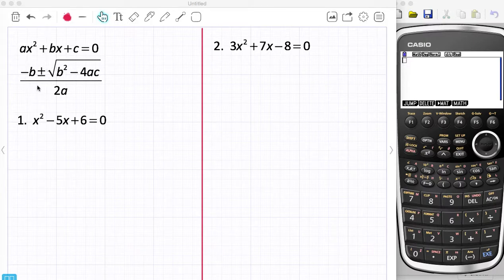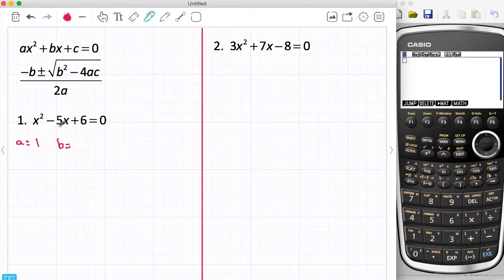So when I look at this quadratic equation, the first thing I need to think about is what is A, what is B, and what is C. So I'm going to use this example here. The number A is how many x squareds I've got. So how many x squareds have I got? I've got 1. 1x squared. If there's no number in front, it's 1x squared.